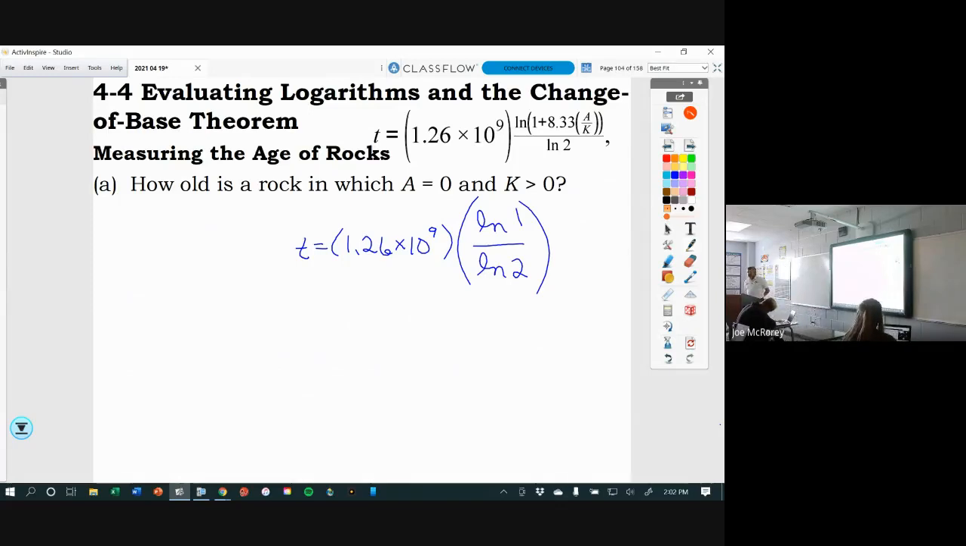0. Why? Because anything raised to the 0 power is 1, right? So the natural log, remember, log of anything, log of 1, I don't care what the base is, log base, who cares, of 1 is 0. So here we have 0 divided by, who cares? This is 0. 0 times this big number is 0.